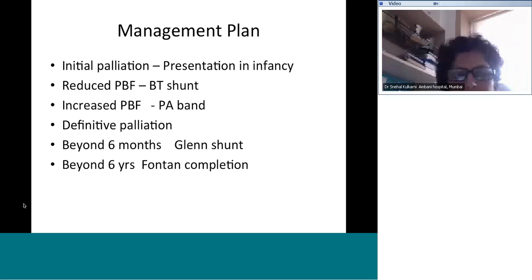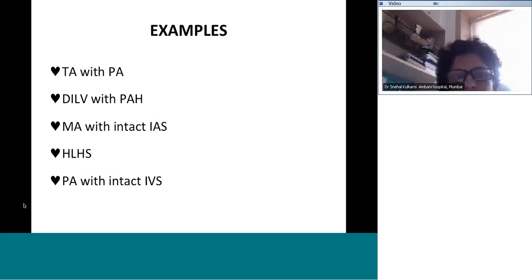But if you just have a double inlet left ventricle without pulmonary stenosis, with excessive pulmonary blood flow, by and large, a pulmonary artery band is preferred after 6 to 8 weeks of life. And then we go for a definitive palliation beyond. Usually the Glenn shunt is performed between 6 months and 1 year of life, and Fontan completion by 5 to 6 years, and it all depends upon institutional preference and practices. And as I said, these are the different varieties of how we do it.